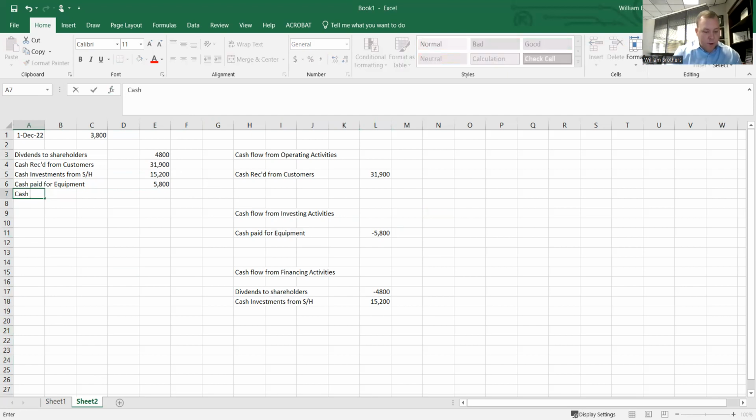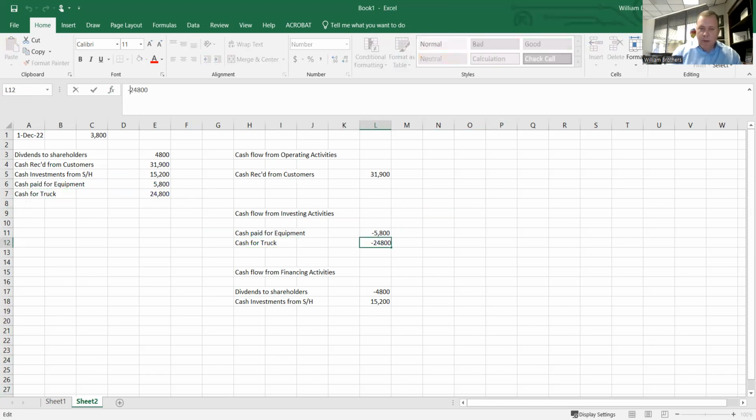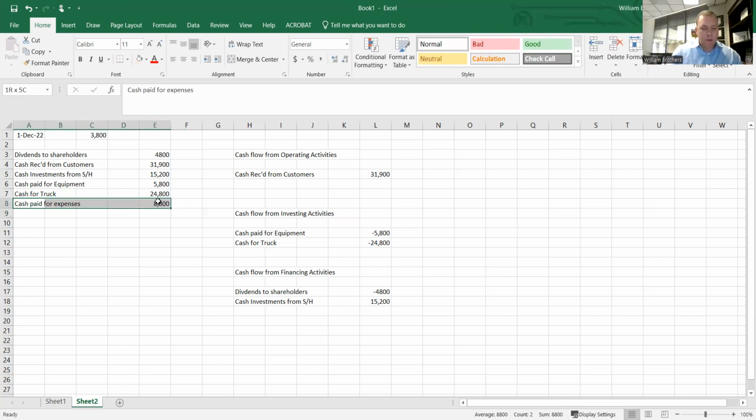Okay, cash paid for a truck, and we're saying $24,800. Same deal. That's going to be something that's got a long-term useful life, and I'm benefiting from the value of the truck purchase, but it's an outflow of cash, so it's a reduction of cash. And then finally, cash paid for expenses. We know that expenses are things that are written off directly. This is an immediate outflow of cash. And presumably that's going to be something we use in operations.